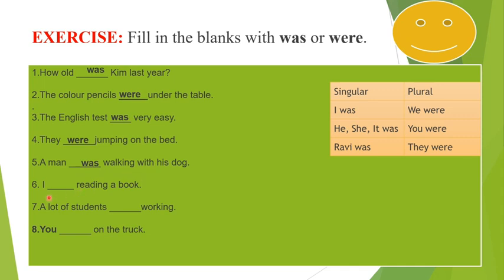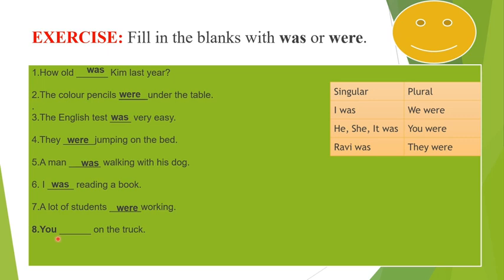Next is I. So this is your singular subject. Singular subject first person I. I was reading a book. A lot of students dash working. Students, plural. So your subject is plural. So with plural, were. A lot of students were working.